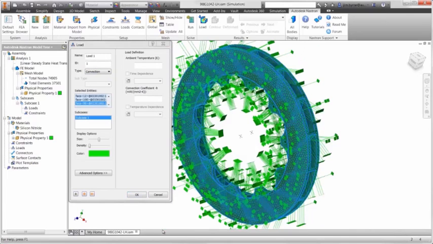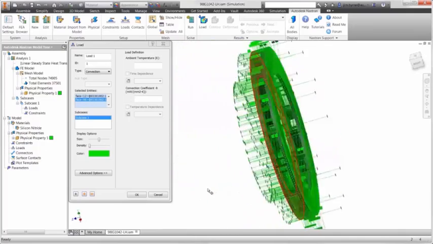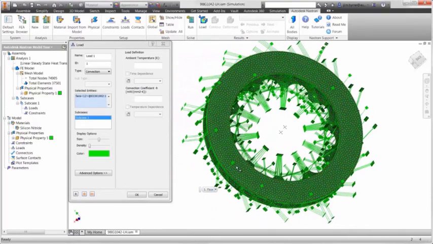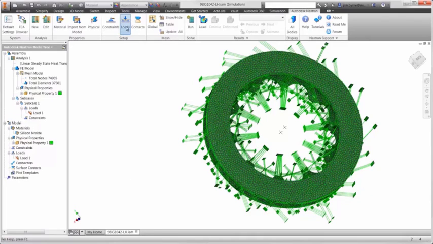All of the faces need to be selected except for the two faces that are coming in contact with the brake pad. We'll put the outside temperature of 293 degrees Kelvin, or 70 degrees Fahrenheit. Then the convection coefficient based on the material and ambient airflow.